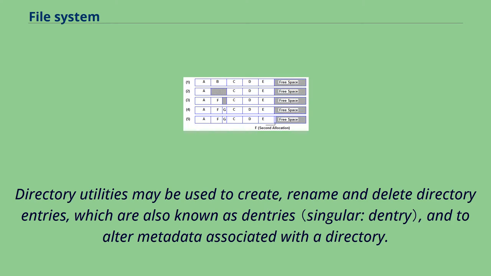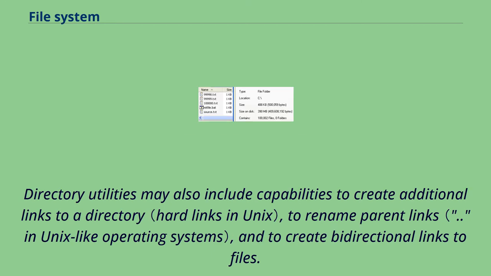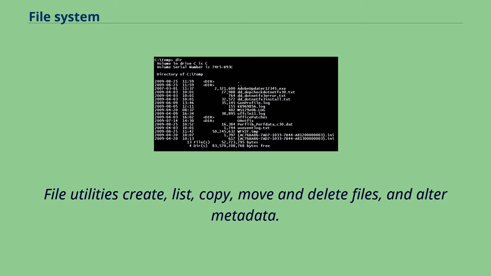Directory utilities may be used to create, rename, and delete directory entries, which are also known as dentries, and to alter metadata associated with a directory. Directory utilities may also include capabilities to create additional links to a directory, to rename parent links, and to create bidirectional links to files. File utilities create, list, copy, move, and delete files, and alter metadata.